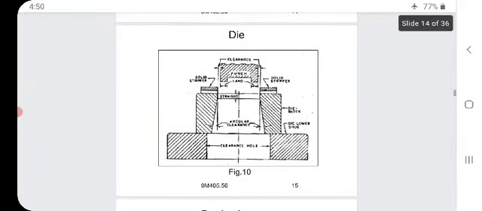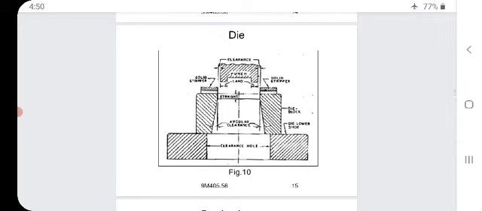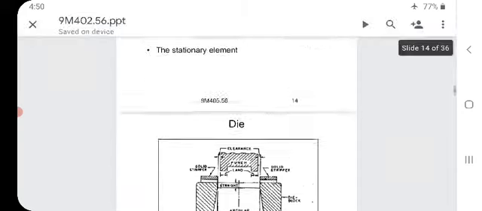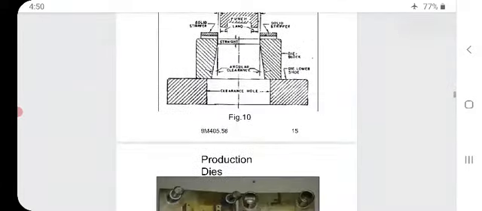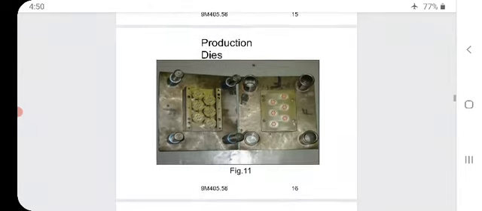So this is the figure which you have seen before. A punch and the die are the same, but a punch is a male component and the die is a female component, which you have seen. These are the production dies which you have seen on the screen.